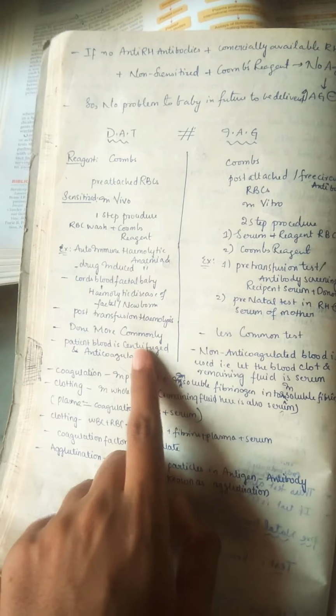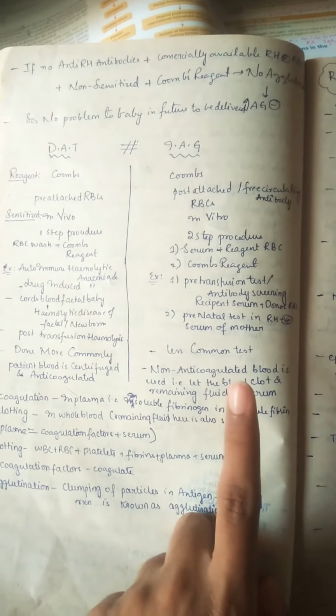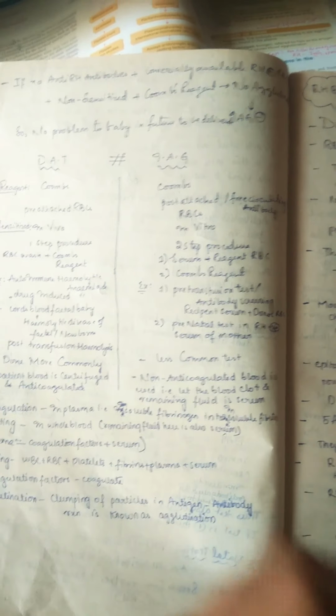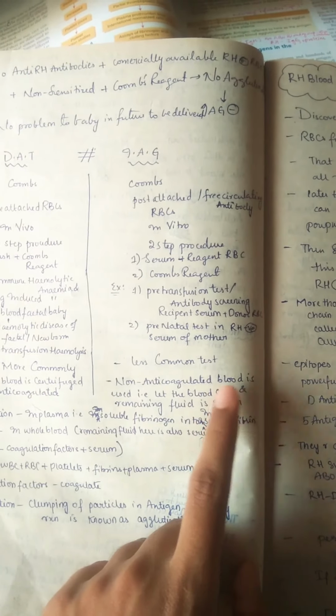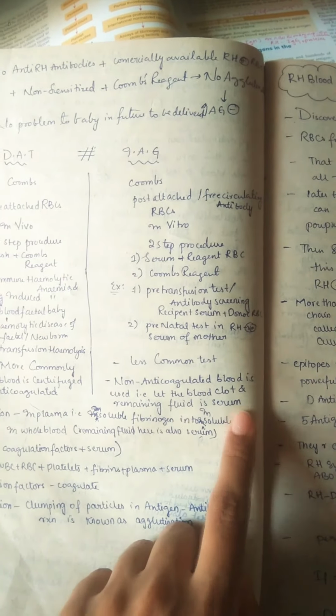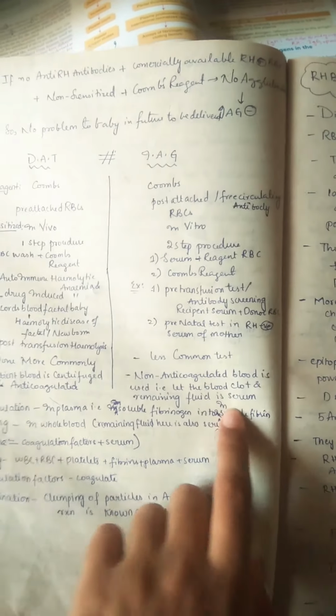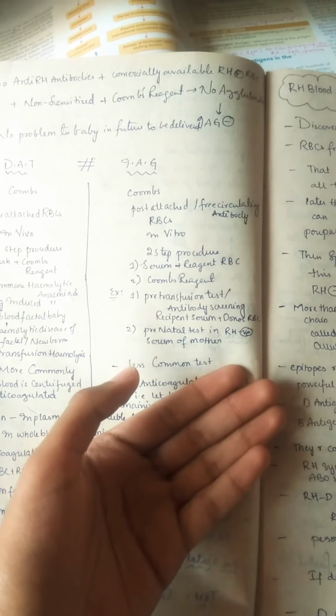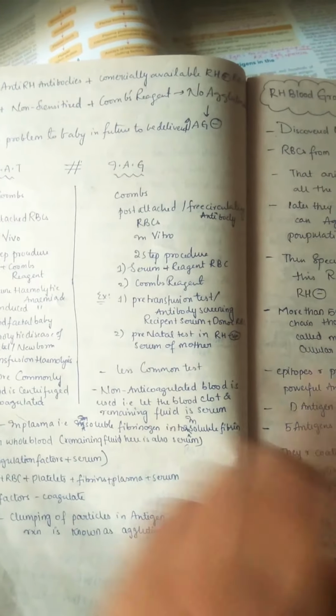In an anticoagulated blood we get the plasma. Serum is also a component of plasma, but after coagulation the remaining part is the serum. Even serum contains the antibodies. So the non-anticoagulated blood is used, that is, let the blood clot, and the remaining fluid is the serum. So from the serum we get the antibodies. Those antibodies we will add to our RBCs, and also we'll add the Coombs reagent.